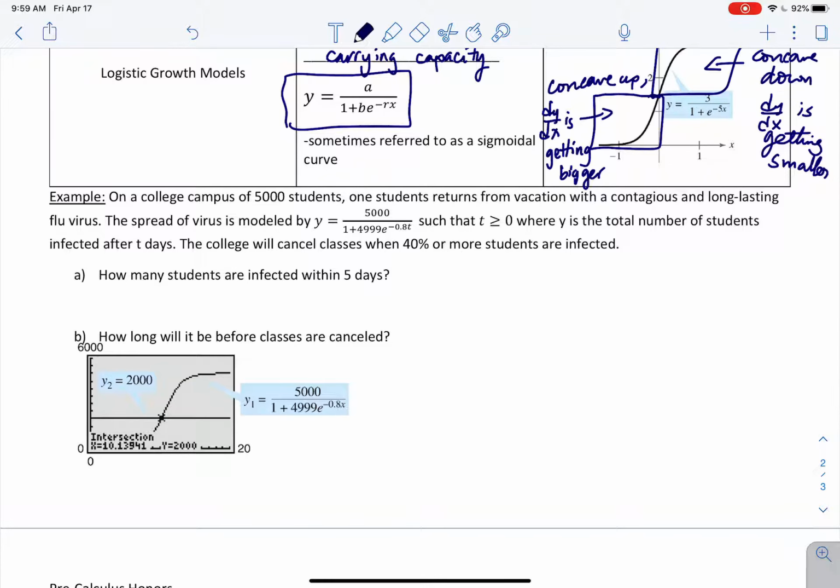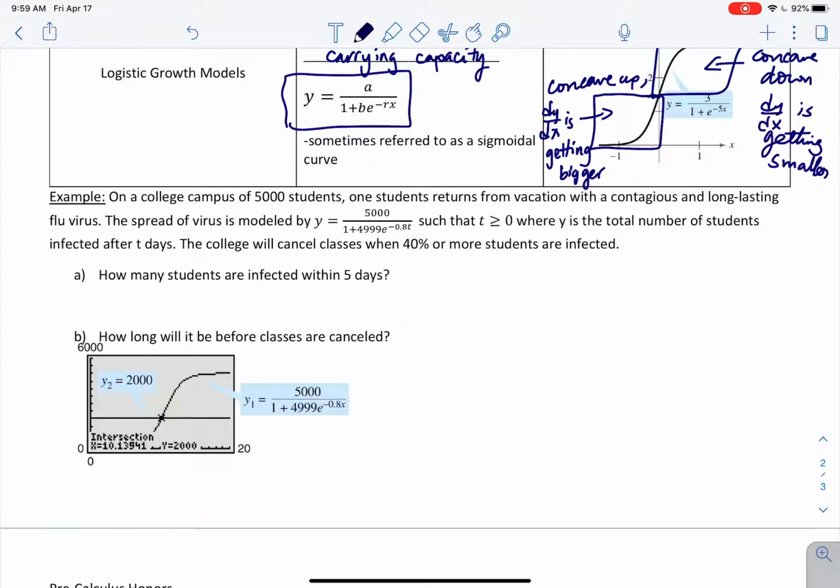So let's look at this example. We have a college campus of 5,000 students. One student comes back from vacation with a contagious flu. These examples were written generally, right? But it seems very applicable right now. So that's kind of where this is coming from.